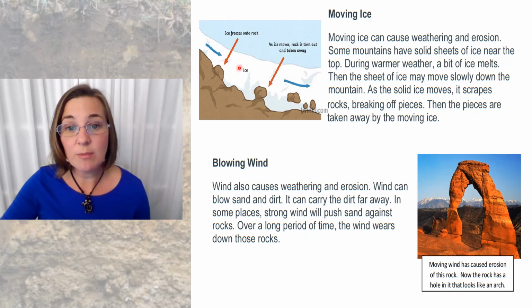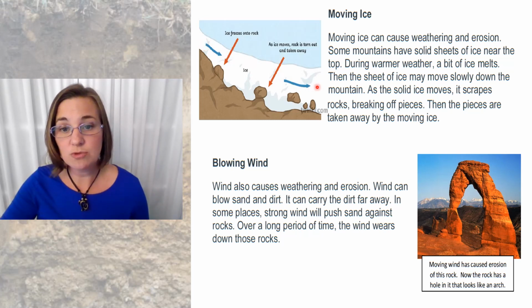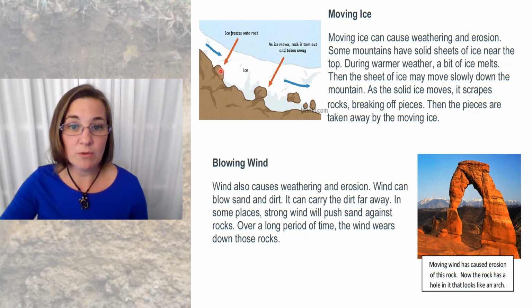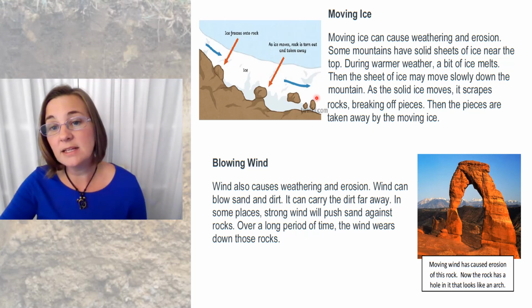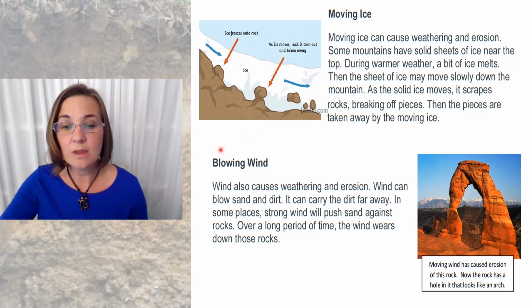And they have a diagram over here to kind of help us with that. So it looks like the blue is showing us the direction that the ice is moving, and the red is pointing to the part of the rock. So here the ice freezes to the rock. As ice moves, the rock is torn out and taken away. So that is how the moving ice must cause the erosion.